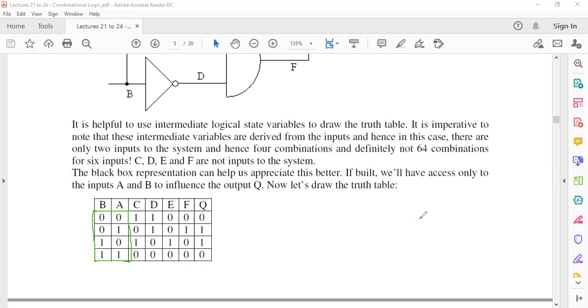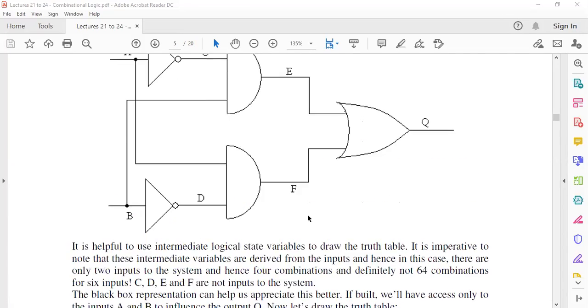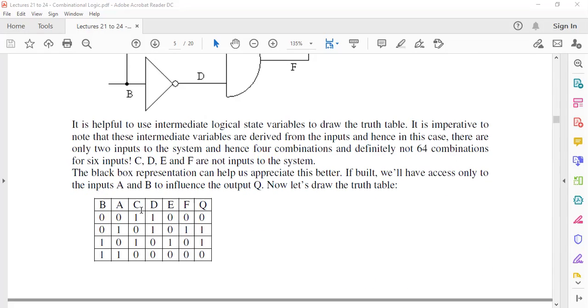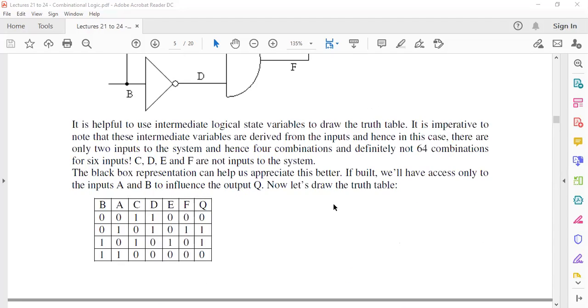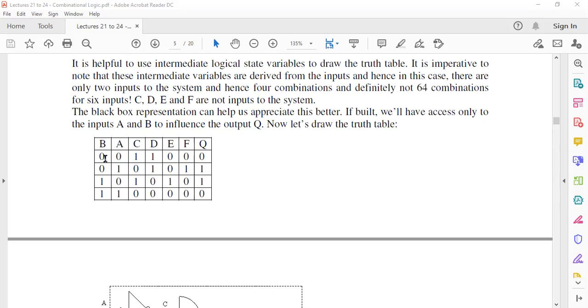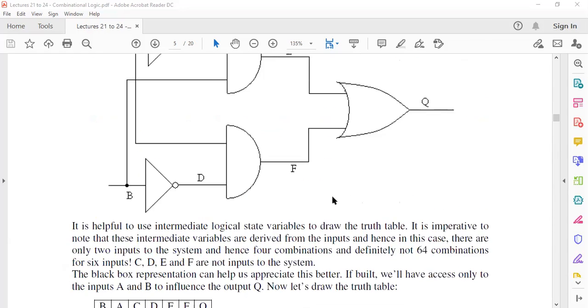So let's see what C actually is. If we look at C, we find C is the opposite of A. So we're just inverting A. To find C, you just invert A. So 0 is 1, 1 is 0, 0, 1, 1, 0. So you found C. Similarly, D is the logical inversion of B. So just invert B. 0 becomes 1, 0 becomes 1, 1 becomes 0, 1 becomes 0. So you got your D.